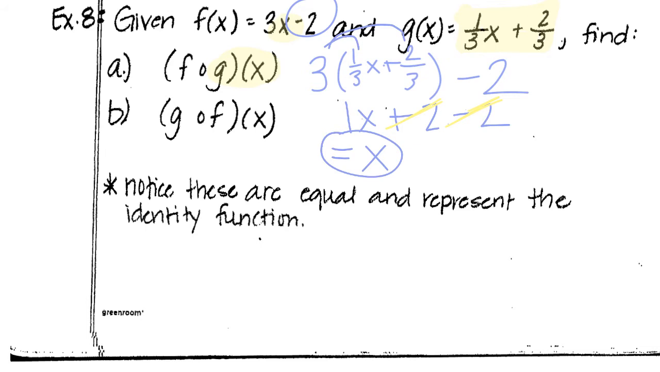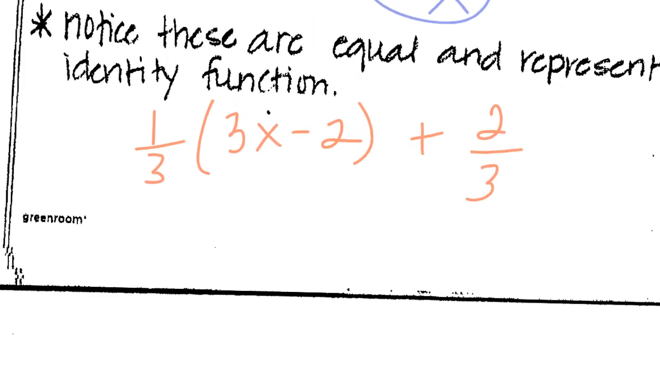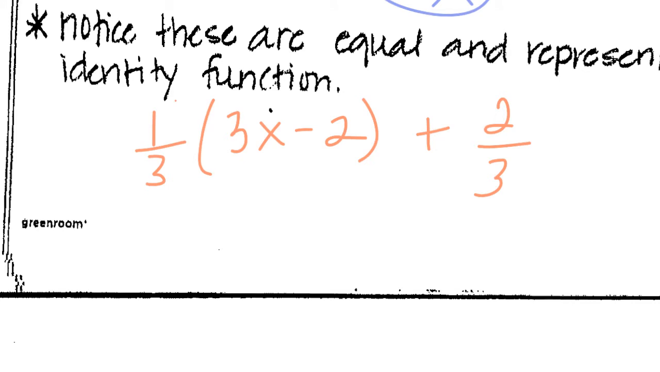Let's see what happens with the next one. Now I'm going to take the f of x equation and put it in right here. I'm going to do this down a little bit lower. So I'm taking the f of x equation and putting it into the x. Well, the f of x equation is 3x minus 2, plus 2/3. Well, when I distribute, 1/3 times 3 is 1x. 1/3 times negative 2 is negative 2/3. And we have plus 2/3.